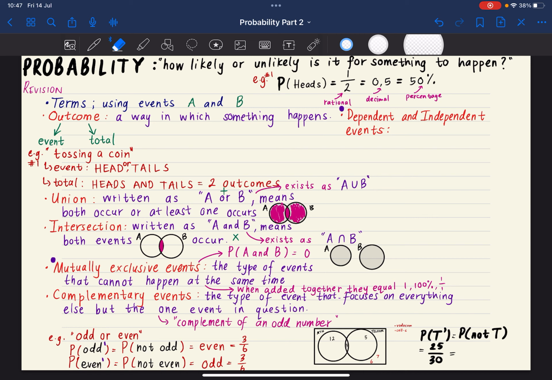We've talked about the tangible things like outcomes, union, intersection, mutually exclusive events, complementary events, and so on and so forth. We've done it by using illustrations on a Venn diagram to show how intersection and union look. We've done these small examples that I made up on the spot.